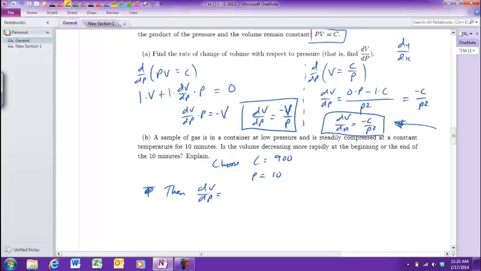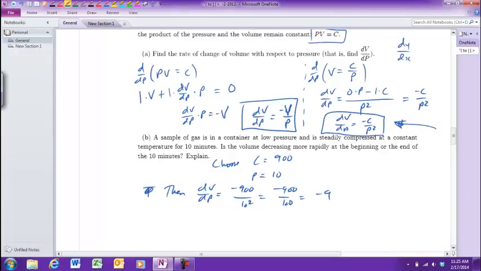dV/dP is equal to negative 900 divided by 10 squared, so that's negative 900 over 100, so that's negative 9. So because of the negative, that means my volume is actually decreasing as I increase the pressure. And here, we're compressing everything at a constant temperature, so T is held constant.